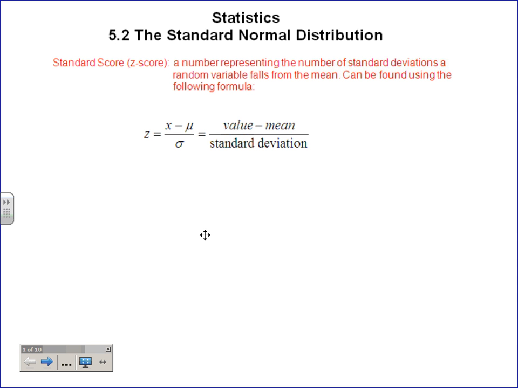Obviously, if your z-score is 0, that means go nowhere, right? So you're at the mean. If your z-score is 1, it means go to the right 1. If your z-score is -2, it means go to the left 2. Okay, you understand where I'm going with those?